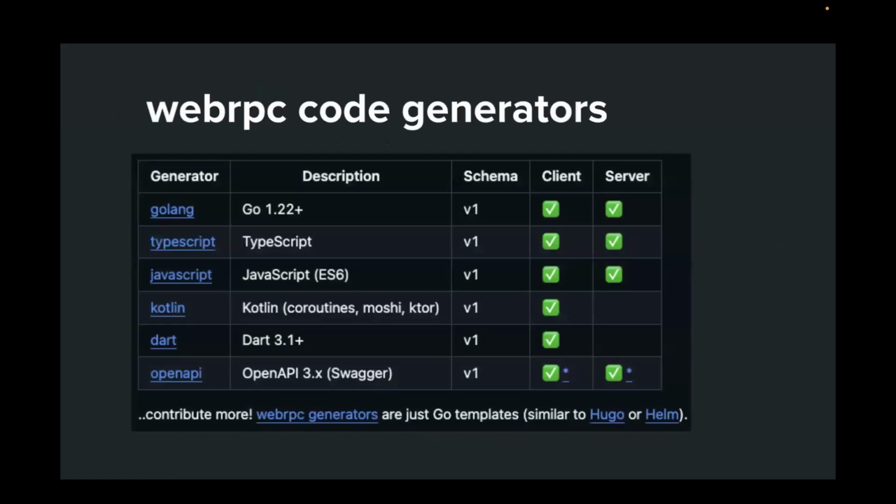Currently, WebRPC supports generating code for Golang, client and also server. And we also support TypeScript, JavaScript, Kotlin, Dart, and Swagger or OpenAPI. What's cool about WebRPC is that it's a simple Go tool, and it's actually generating all the code using Go templates. And all of it is open source. So if you take a look at any of the templates, you can fork them on GitHub, tweak them and change them to your needs, and then use them with the generation tool.